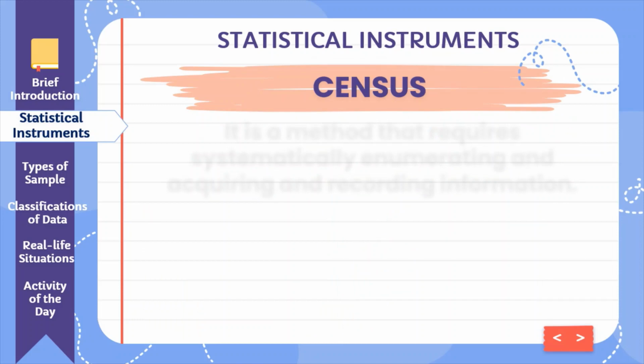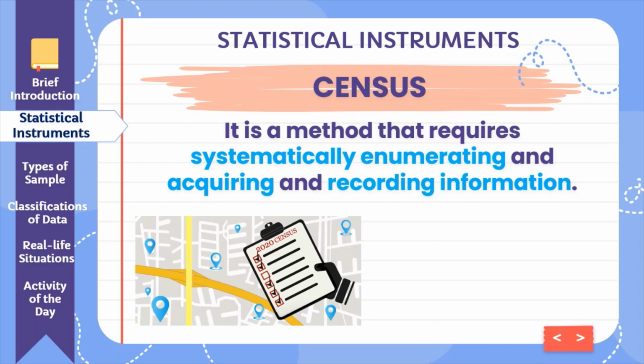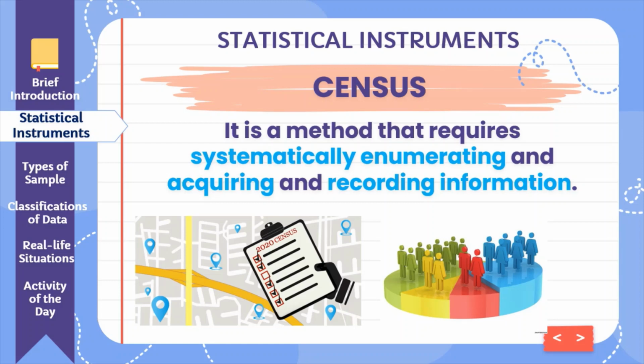Then, census. Ito po ay yearly ginagawa ng ating gobyerno na may nagtatanong po bahay-bahay kung ilang pamilya yung nakatira, ilan yung bata, ilan yung ganito. So, that is census ang tawag po dyan para malaman kung sa bawat isang barangay, ilang pamilya yung nakatira, ilan ang lalaki, ilan ang babae, ilan ang mga bata, ilan ang may asawa. Kaya po, may census. It is a method that requires systematically enumerating, acquiring, and recording information. So, yan po yung census. Yearly po yan. Para malaman po yung bilang ng tao sa mundo or sa ating country kung ilan na ba.